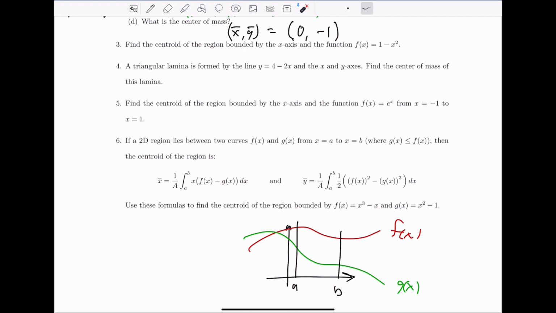So let's take a look at the example at hand. We want to find the centroid of the region bounded by the function f of x equals x squared minus x, and g of x equals x squared minus 1. Let's go ahead and take a look at these curves in Desmos.